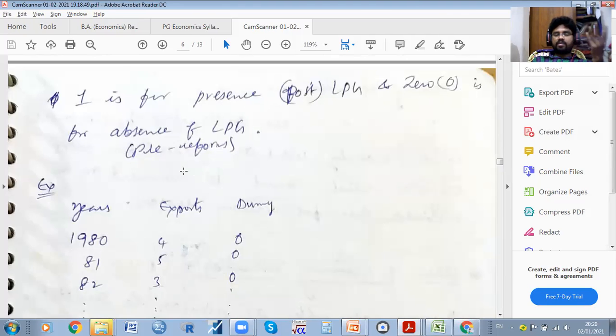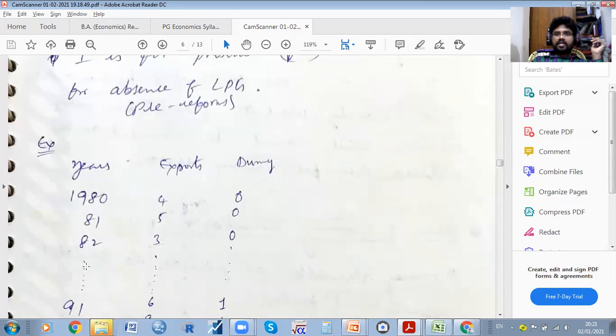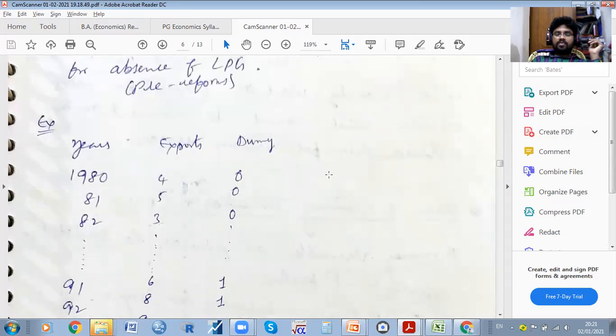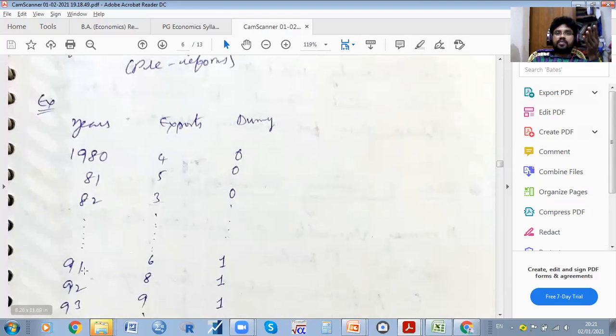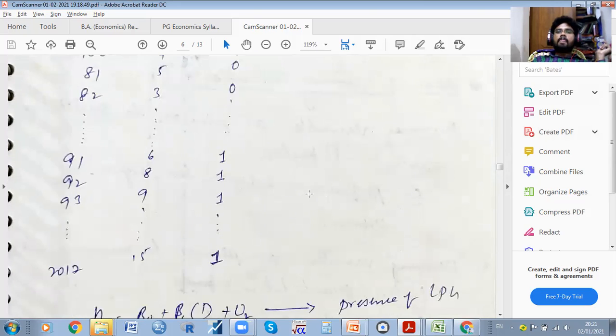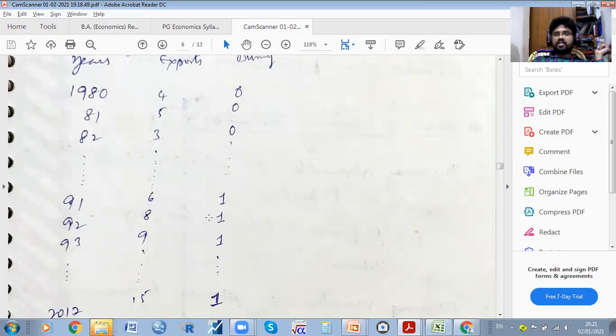As I told you, for reforms you should take years, exports and the dummy. For example, if you want to know whether LPG has an impact on exports: after the liberalization, privatization and globalization policy, whether this policy has an impact on Indian exports or not. So for 1982 to 1991, I should indicate 0. These are dummy variables. From 1991, the export value has a dummy of presence, 1. One is the presence of the policy and 0 is the absence of the policy. So we should take data like this.